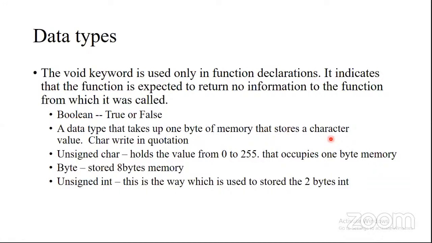When we go ahead with data types in Arduino, we have Boolean. Boolean means true or false. Apart from that, we have unsigned characters, byte, unsigned integer, integer, and float, the same data types that are available in C programming. The same things exist for Arduino C as well.